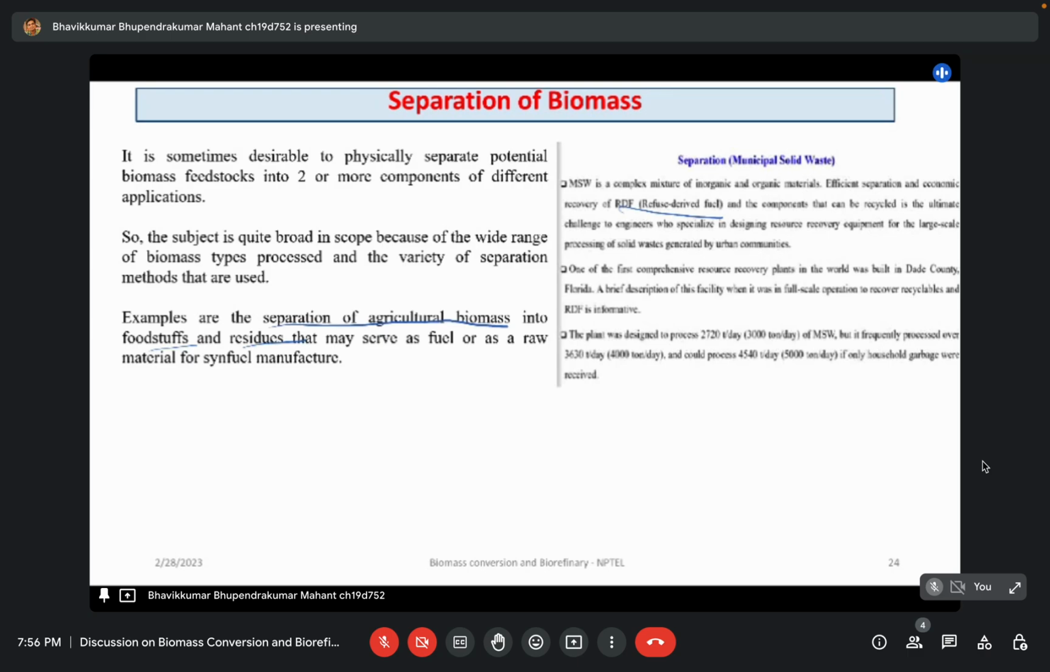So this is a challenge. How to separate the inorganic material, organic material, and RDF, and how can we recover the RDF? That's why the separation needs to take place when we treat MSW as a biomass.